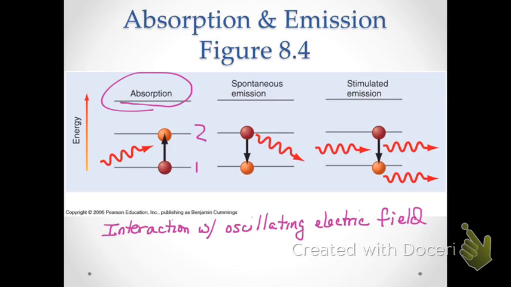Spontaneous emission occurs when it starts out in the higher energy state and ends up in the lower energy state. The molecule loses energy and emits a photon in that particular circumstance. Finally, in stimulated emission, we have a circumstance where a photon comes in with an energy equal to the spacing between the energy levels. The particle, being in the higher energy state, is then stimulated to emit a photon as it comes down to the final state.